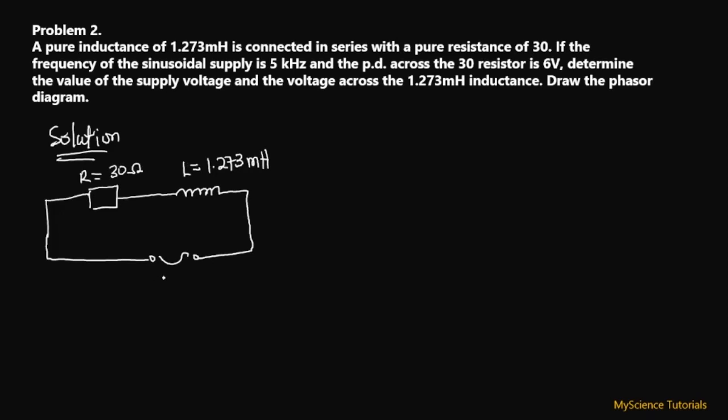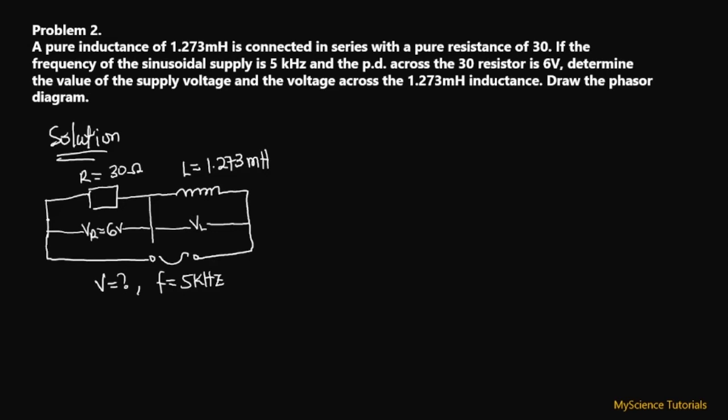We've been told that the frequency over here is 5 kilohertz, and we've also been told that the potential difference across the 30 ohm resistor is 6 volts. So it means that VR is equal to 6 volts over here, and then VL, we don't know what VL is. And so we have to calculate the applied voltage, which is the entire voltage over here, and then the voltage across this particular inductor. So this is very easy. Let's go ahead and look at how we do that.